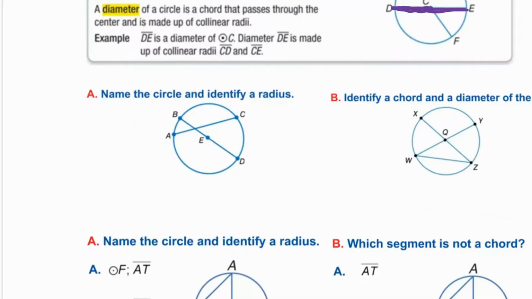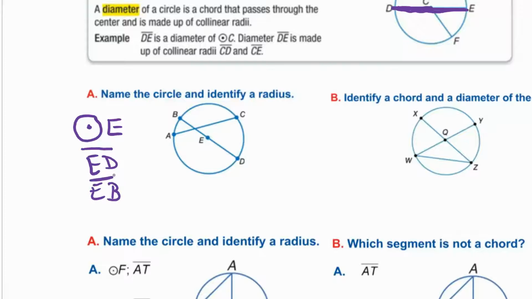In the first problem, it asks us to name the circle and identify a radius. To name the circle, we have to use correct notation. So this is circle E, and we use this notation here to name circle E. There are two radii pictured here. We could state that a radius is ED or EB.